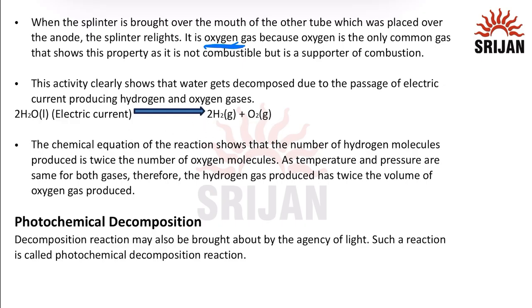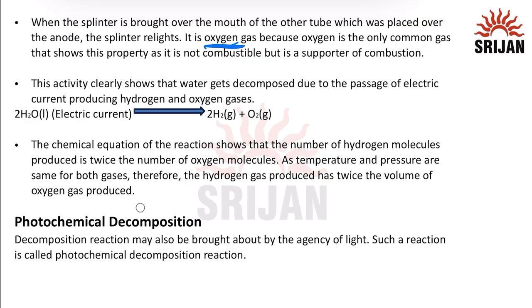The chemical equation of the reaction shows that the number of hydrogen molecules produced is twice the number of oxygen molecules. When water decomposes, it produces 2 moles of hydrogen and 1 mole of oxygen. As temperature and pressure are the same for both gases, the hydrogen gas produced has twice the volume of oxygen, as we said. So this was an example of electrolytic decomposition.